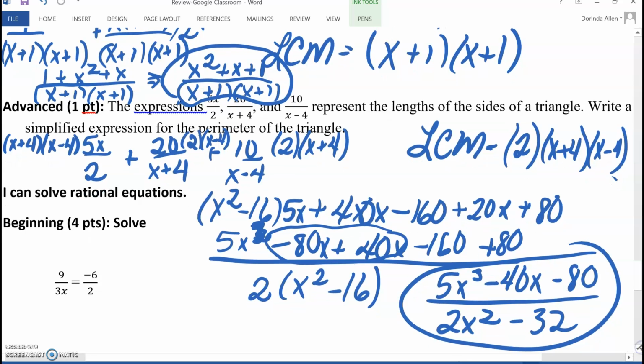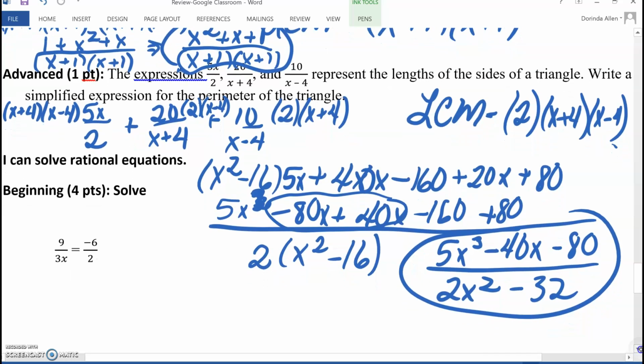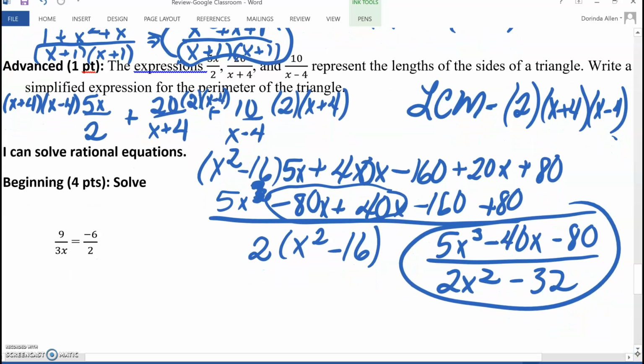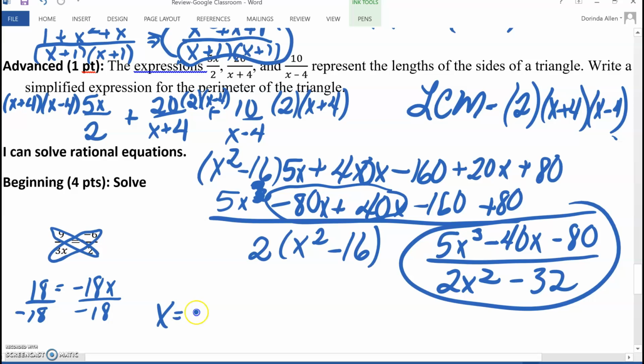All right, so that was not difficult, it just takes a few steps. So for this beginning one, since I'm not adding fractions, I can just cross multiply. 9 times 2 is 18. Negative 6 times 3 is negative 18x, and then divide by negative 18. x equals negative 1.